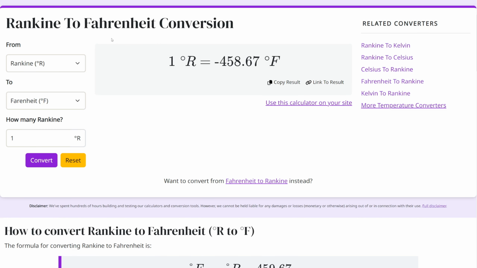The calculation is straightforward, so you can attempt it yourself, or you could use the conversion calculator linked to in the description of this video. Here we can see 0 degrees Rankine equals minus 459.67 degrees Fahrenheit. Or that 1000 degrees Rankine, like in the previous example, does indeed equal 540.33 degrees Fahrenheit.